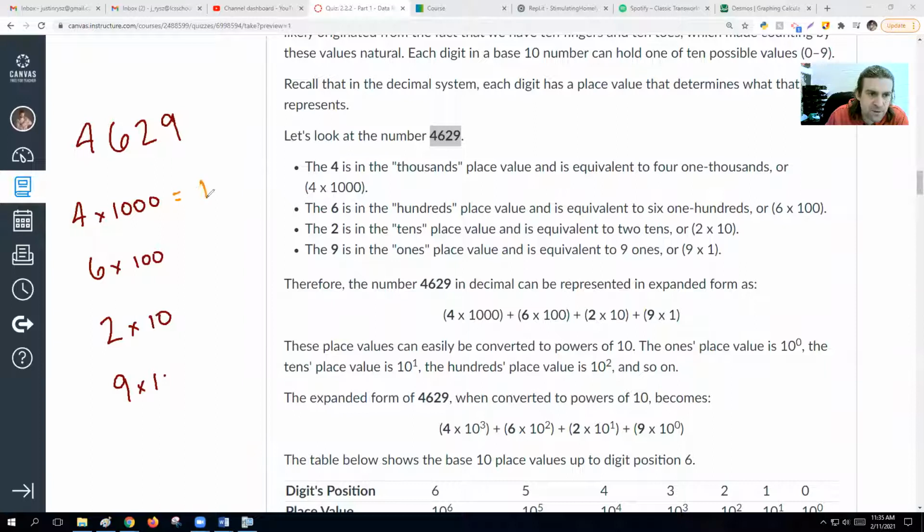So 4 times 1,000 is really 4 times 10 to the third, and 6 times 100 is 6 times 10 squared. And 2 times 10 is just 2 times 10 to the first. And then 9 times 1 is technically 9 times 10 to the 0 power. So we can use that technique later on to help us convert between bases, going back and forth. But we're so used to seeing those numbers that we don't think of them in that format.